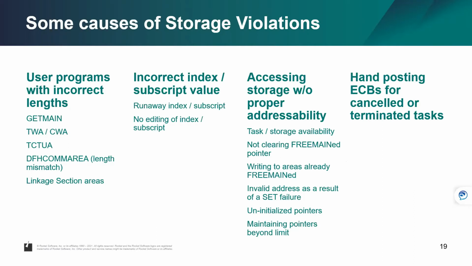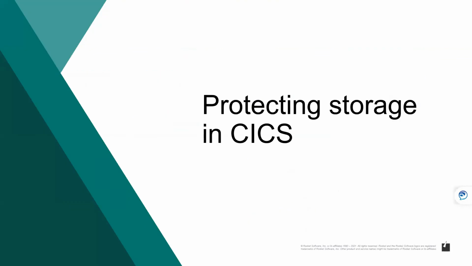And then the last one I kind of pointed out here is hand posting of ECBs for canceled or terminated tasks, right? You get an area, you're supposed to post the ECB, move X'40's to it, or post it, and it turns out the task is already gone, and you're just posting or setting values in the middle of free storage, in the middle of nowhere. So these are the types of things that can cause storage violations.